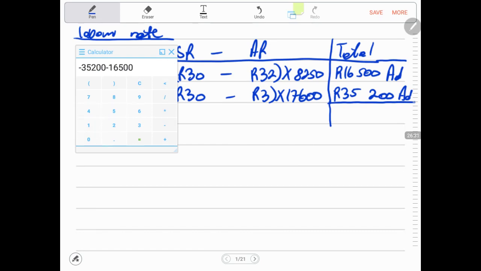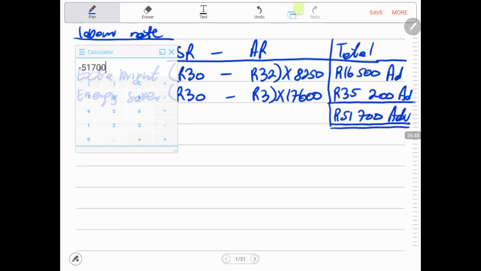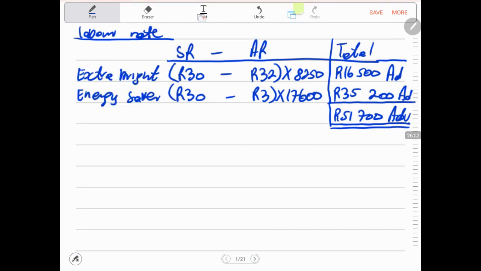Plus 16,500. Therefore now this gives us a total of 51,700. And the variance still remains adverse. So now this will be the total variance with regards to labor, unfavorable variance. Then now that was in response to the first requirement, which was requirement A.